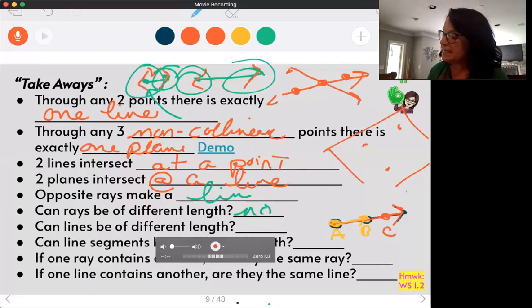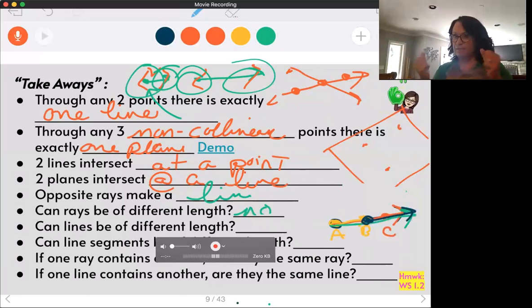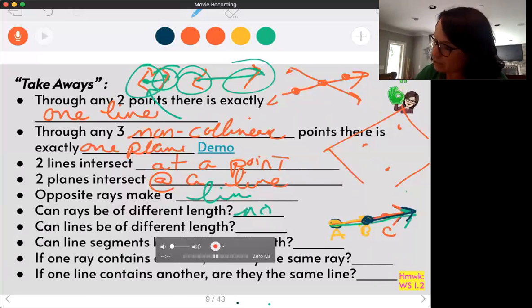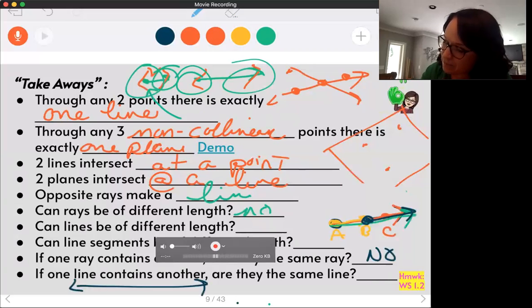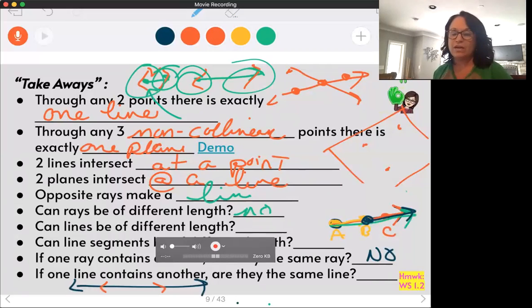So if one ray contains another, are they the same ray? You might say yes. But ray AB also contains ray BC, and they're not the same because they have to have that same endpoint. So the answer is not necessarily, or no. If one line contains another, are they the same line? The answer to that would be yes, because of those arrows going forever in both directions.